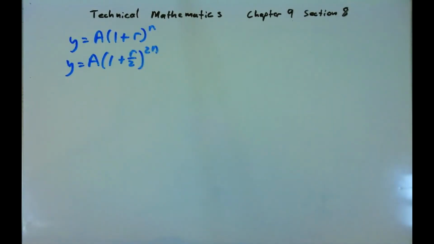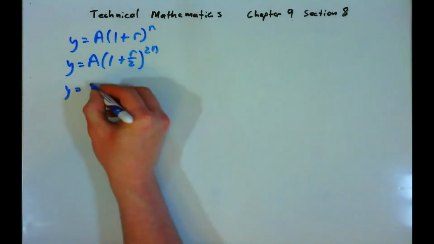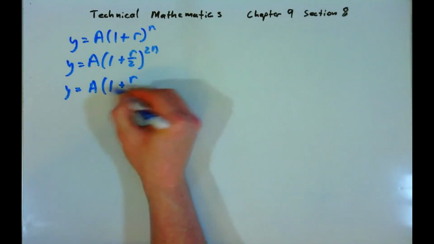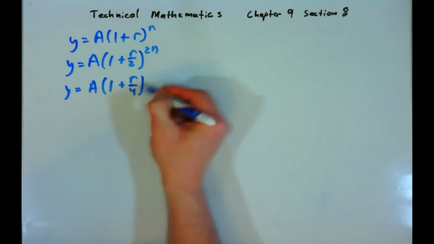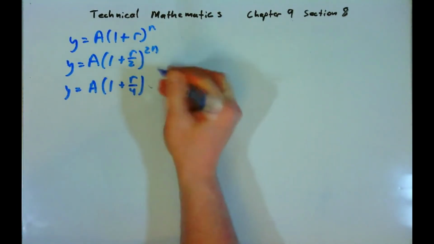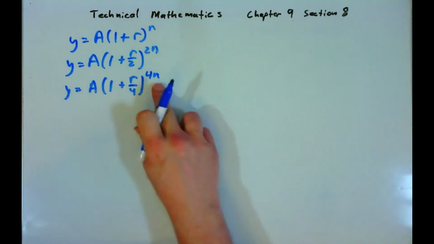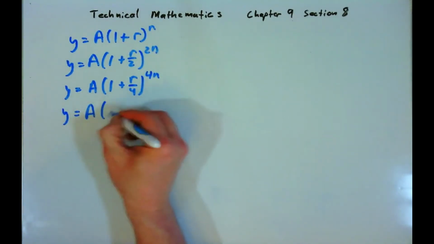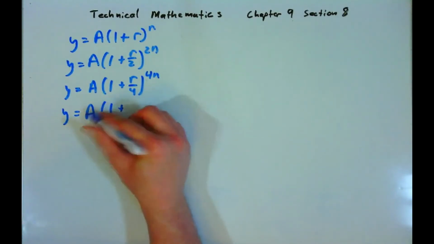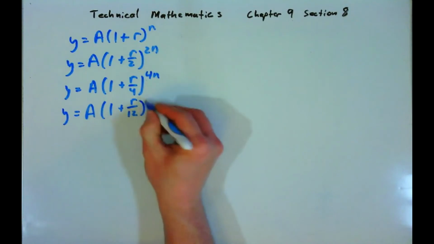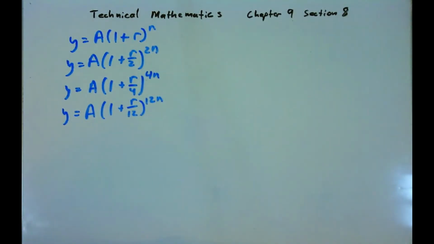So we've seen that the amount you have, if your interest is compounded once per year, is y equals a times 1 plus r to the nth power. And the amount that you will have in your account if the interest is earned twice a year is a times 1 plus r over 2 to the 2n power. And likewise, if your interest is compounded 4 times per year, we will have a times 1 plus r over 4 to the 4n power. And so this would be for interest compounded quarterly. Now what if they compounded your interest once every month? It would be a times 1 plus r over 12 to the 12n power.